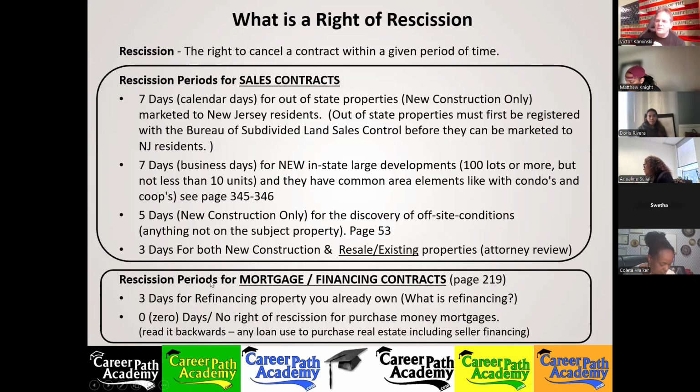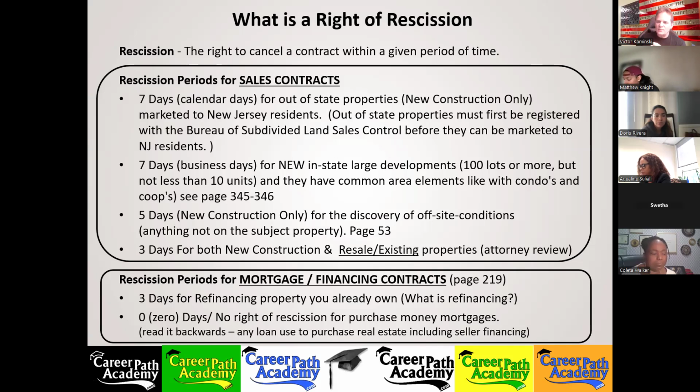And then we have the mortgage loan contract right of rescissions. There's a 3-day right of rescission for mortgage loans to refinance property that you already own. That after you sign the contract, you could still back out. However, there is no similar right of rescission for purchase money mortgages.